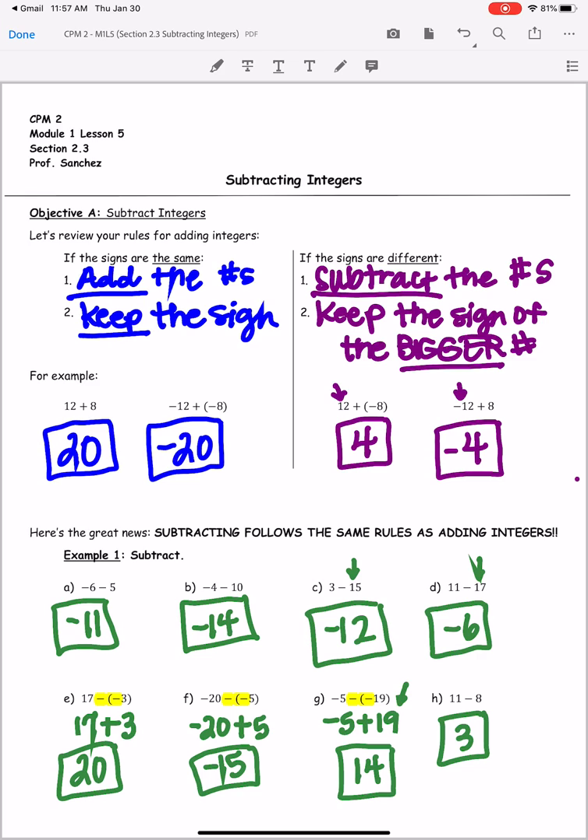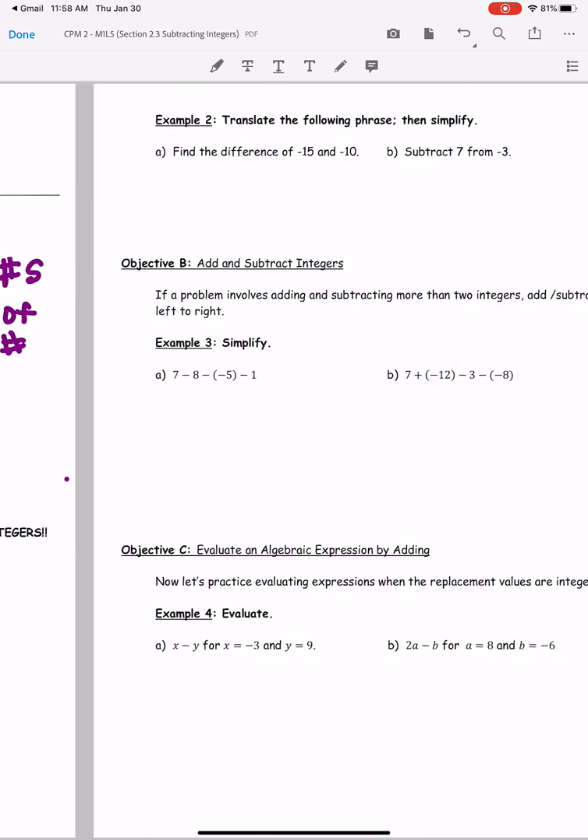So, those are our rules for subtracting. There's some examples for subtracting. So now we got 2 more pages. We're going to kind of use this in some word problems and some expressions and stuff. So let's turn that page.